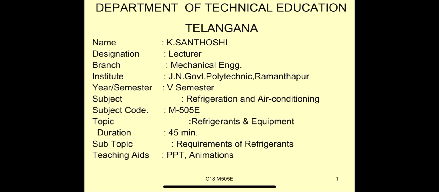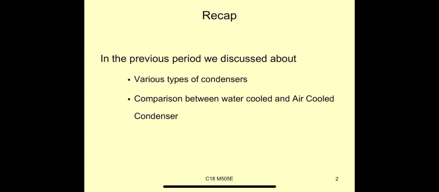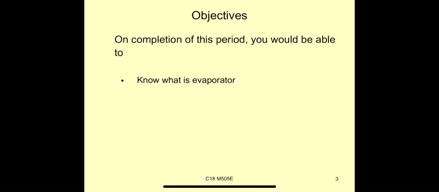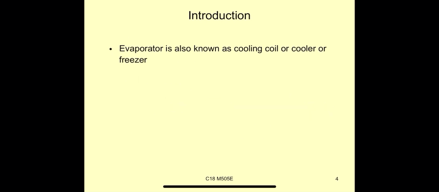What are the requirements in the refrigerants? So we already discussed the various types of compressors and various types of condensers and a comparison between water cooled and air cooled condensers. Today we would be able to know what is an evaporator, the classification of evaporators, and the principle of various types of evaporators. What is an evaporator?